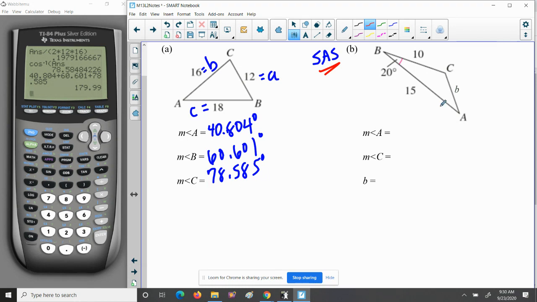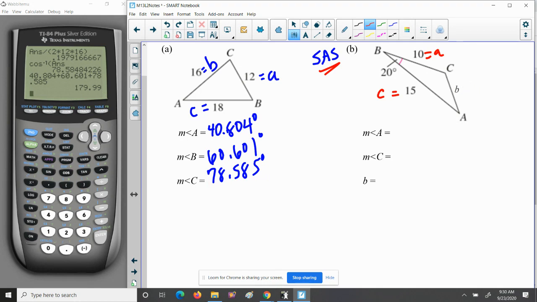Again, if it helps you, go ahead and label. 10 is across from angle A, so that's going to be side A. 15 is across from angle C, so that's side C. And then, of course, we have angle B is 20 degrees. So for one like this, we can't solve for anything until we have side B. Think about your formula for angle A. It includes the side B in there. So we have to solve for side B first.